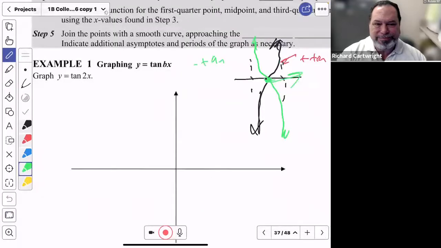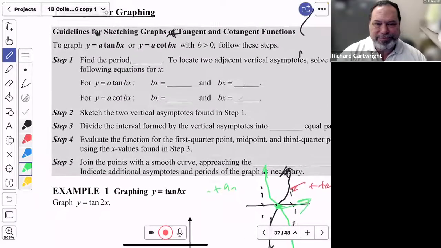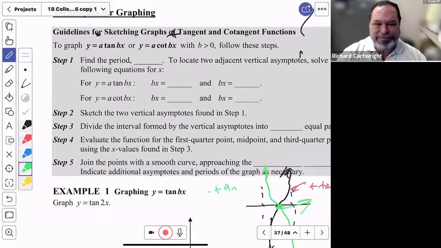All right, what am I going to do here? Now, these steps are actually good. I really underestimated how valuable they really are. I'll just point out a couple things that I do. Your period will always be pi divided by b. Not 2 pi. Here's the reason.